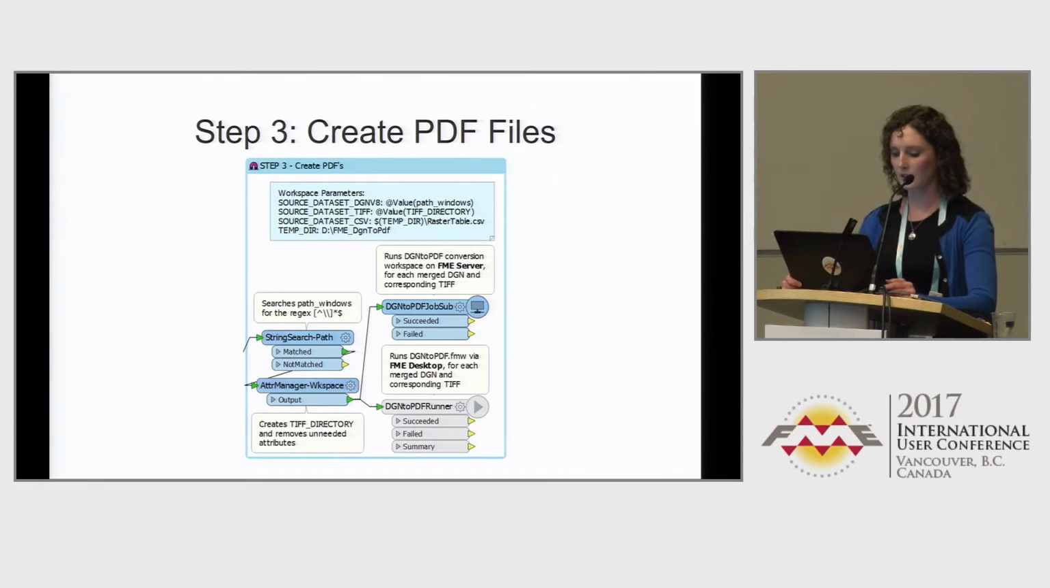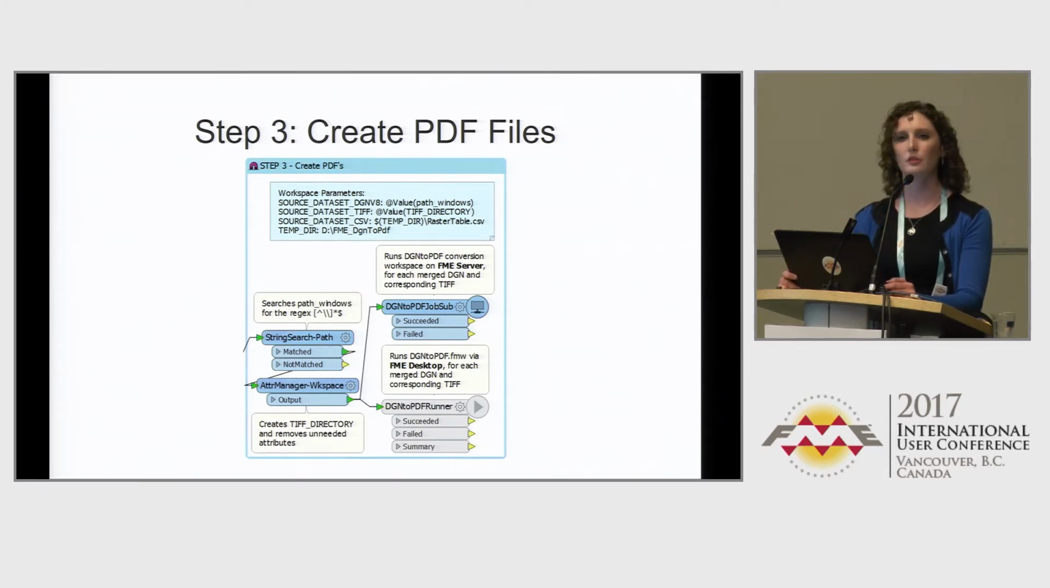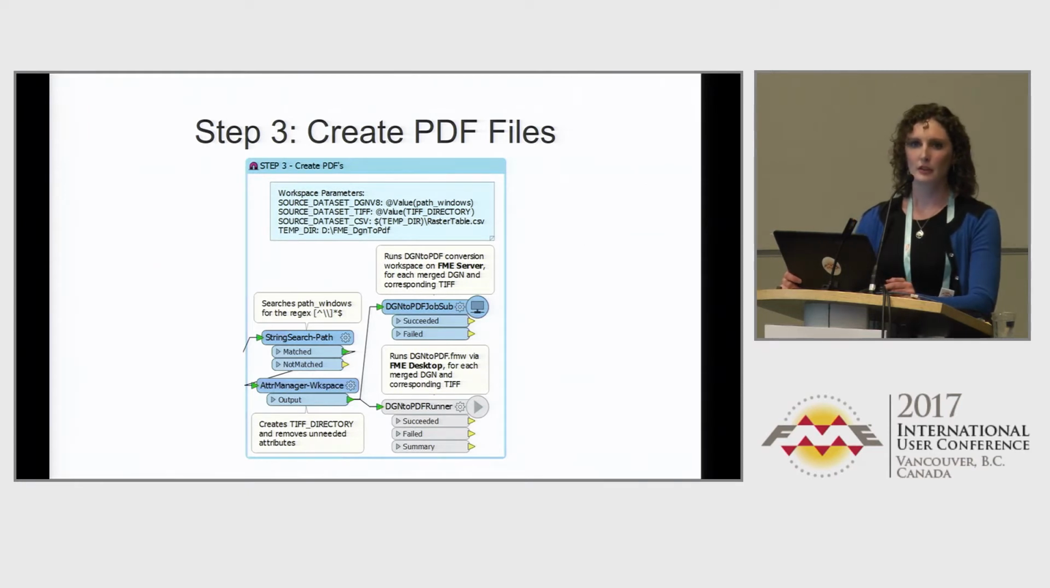And then finally, the runner workspace just kicks off my PDF conversion workspace. When we were testing, we did this on desktop, so I have the DGN to PDF runner that's disabled, and that's what's used on desktop, and that's just a workspace runner. When we converted it to server for production, I used FME server job submitter, and that's what you see on top, the DGN to PDF job sub.